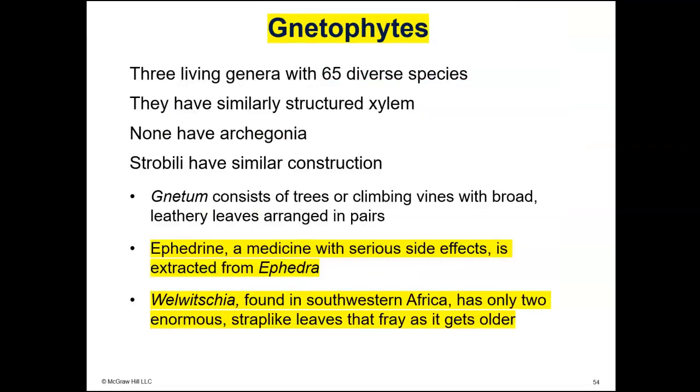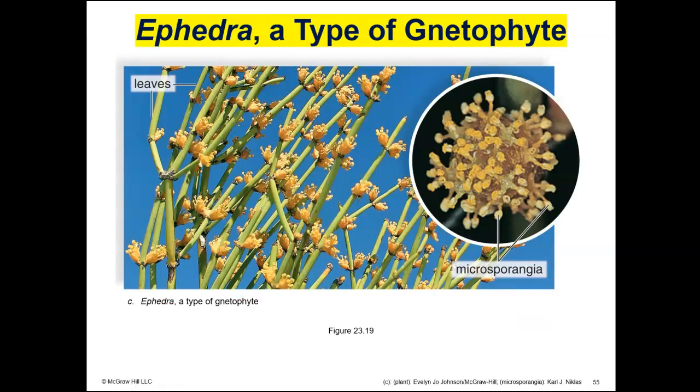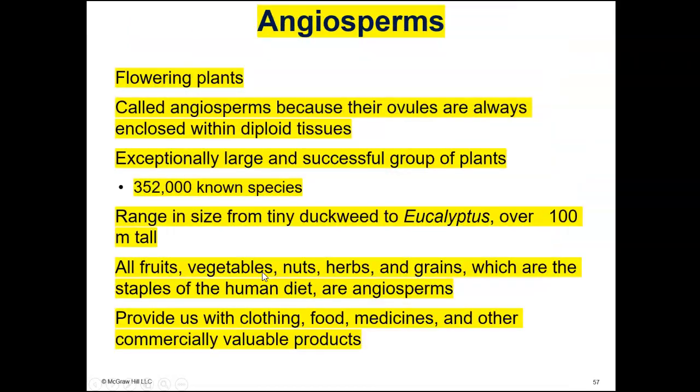The gnetophytes, it doesn't say if they're dioecious or monoecious, so it doesn't really matter if you know that. But the 2 examples of the gnetophytes are the ephedra and the Welwitschia, and this is the ephedra plant. This is the Welwitschia. And then we're going to move on to angiosperms, and that'll be the next recording.